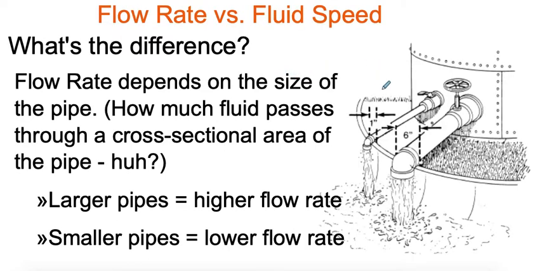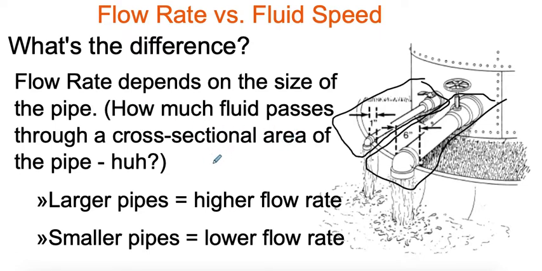Looking at another example here, we have a big drum that has a small pipe and a larger pipe on it. One pipe is 6 inches, the other pipe is 1 inch. So what's the difference? What's going to change here? Flow rate depends on the size of the pipe. You can think of there's a lot more water coming through this one than that one. So how much fluid passes through a cross-sectional area of the pipe?